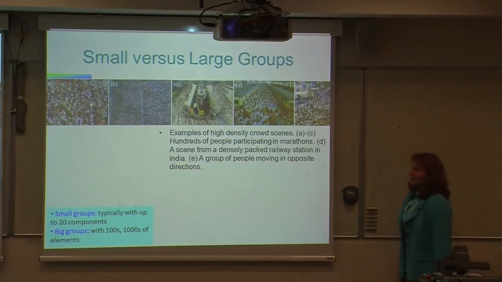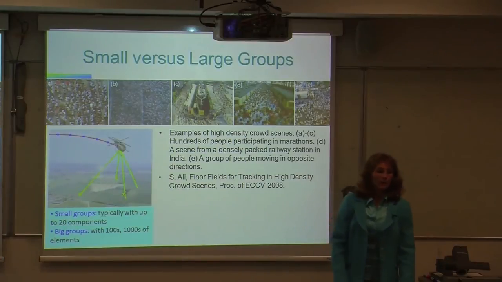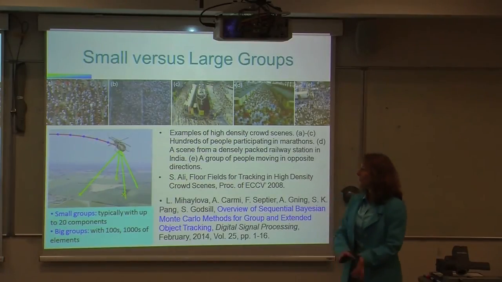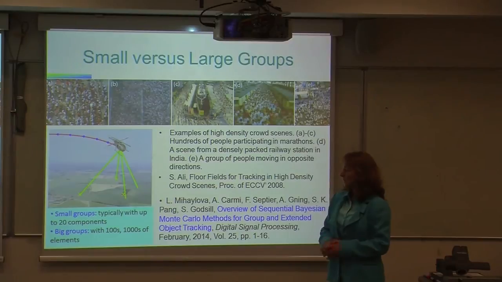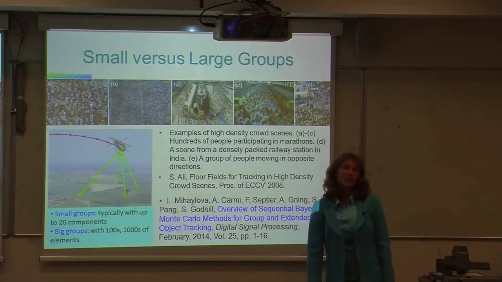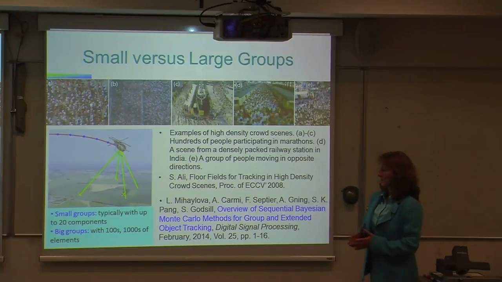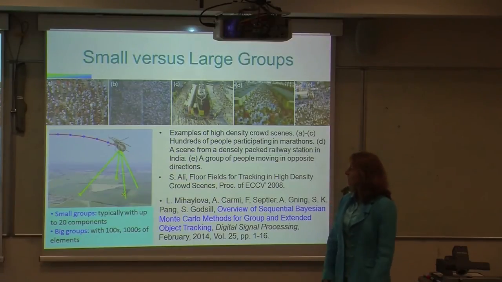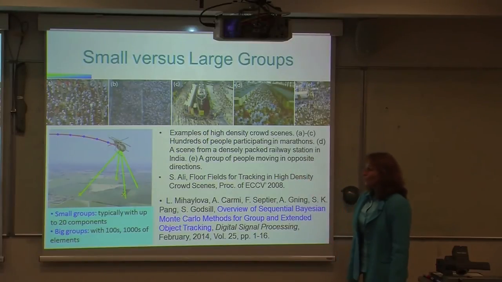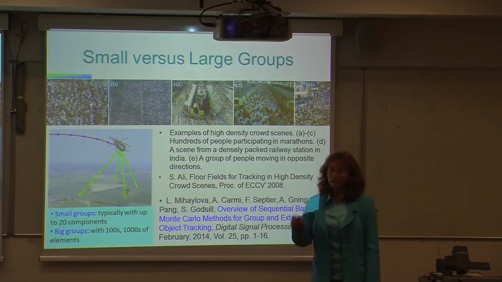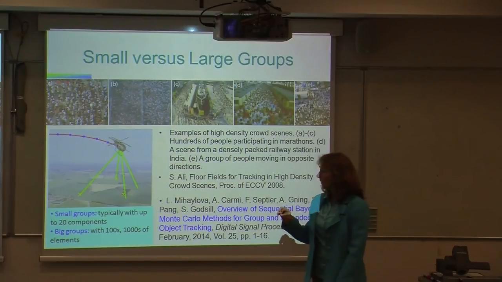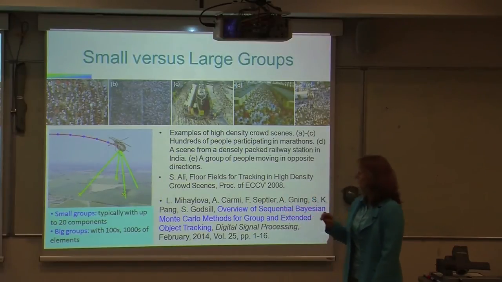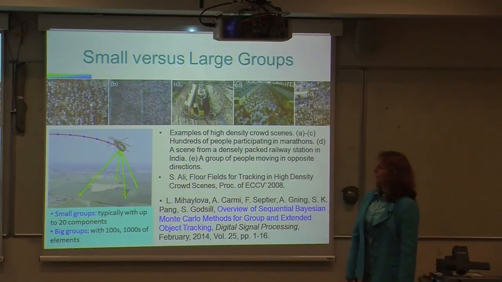So there are different kinds of groups. From the point of view of the components, we subdivide the groups into small and large groups. Small groups, typically we can consider those groups that are up to 20 components, whereas for large groups we consider something like hundreds and thousands, like crowds. So for small groups, we can estimate the position of each of the entities, and also we can estimate the structure of the group, whereas for large crowds, that's almost impossible or a very difficult task.